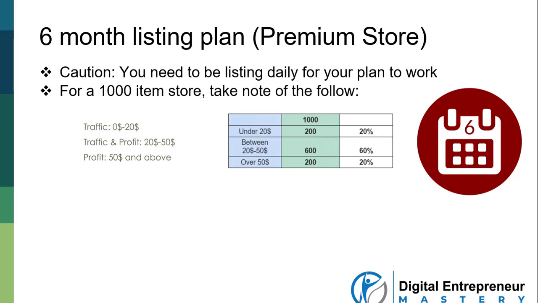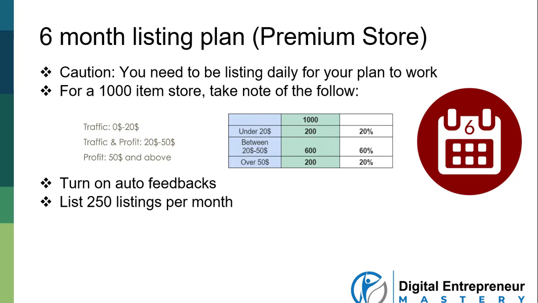If you can list 2 or 3 quantity per item, do so. And between $20 to $50, you should have about 600 listings, which takes up about 60%. While the rest of the 20% should be over $50 to gain you the profits that you want. And turn on the auto feedback feature inside your premium store. If you do not know how to do so, please watch the previous module.